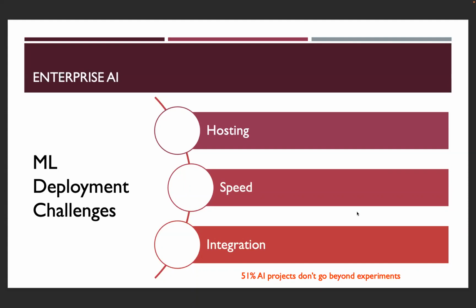And the third problem is integration. It's how you're going to integrate your model for easy prediction. So yeah, that is about the challenges in the deployment phase. So now, how can IBM DB2 help data scientists in addressing all these challenges?